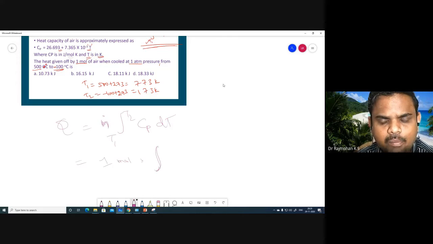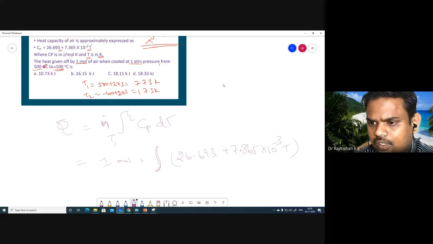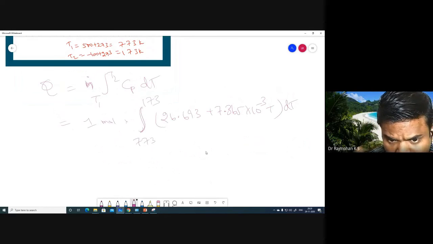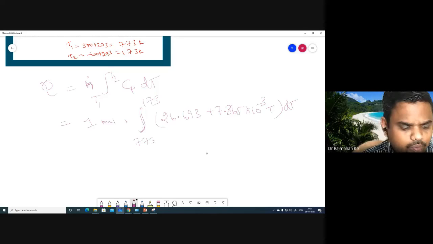So the integral of Cp is 26.693 plus 7.365 times 10 to the power minus 3 T, into dT. T1 is from 773 to 173. You can change the limits, that's not the issue. Because if you have the limit like this, that is better. Q is equal to m Cp delta T. Heat is rejected, so we are going to get the answer in minus form. That is the only difference.